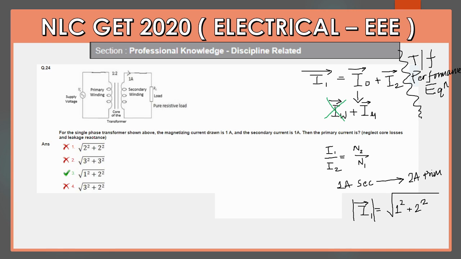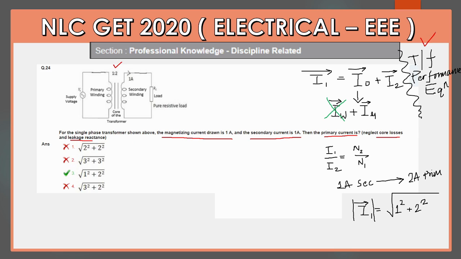Next question, it has given a transformer primary winding. It has shown the primary winding, secondary winding, and it has shown the turn ratio N1 by N2 is 1 by 2. So it is saying the magnetizing current is 1 ampere and the secondary current is 1 ampere. Then the primary current is. So it is asking what is the primary current, and it is saying neglect the core loss and leakage reactance.